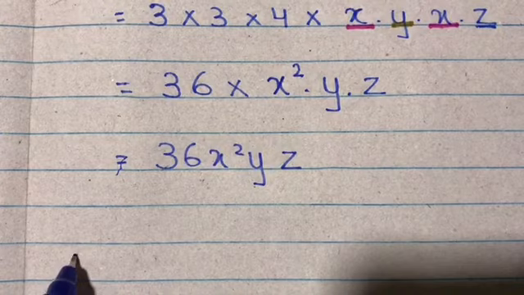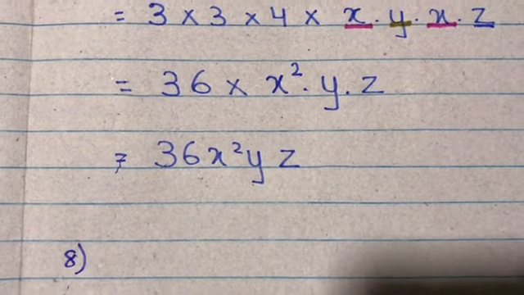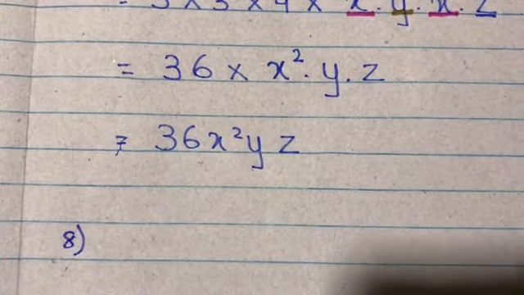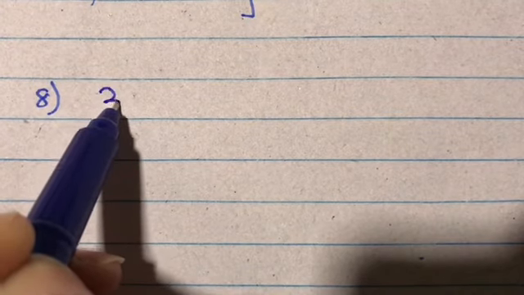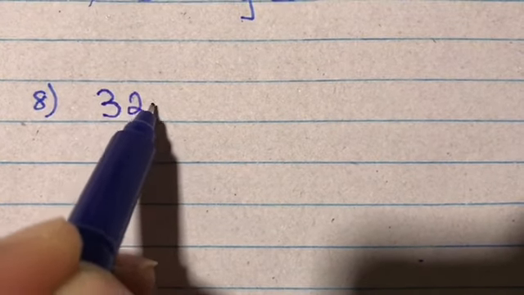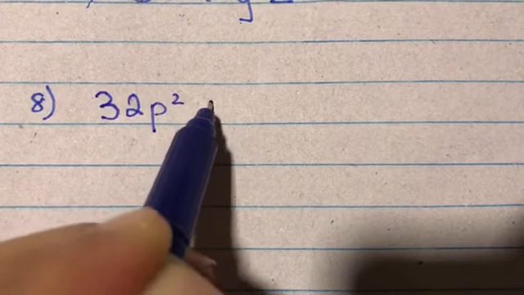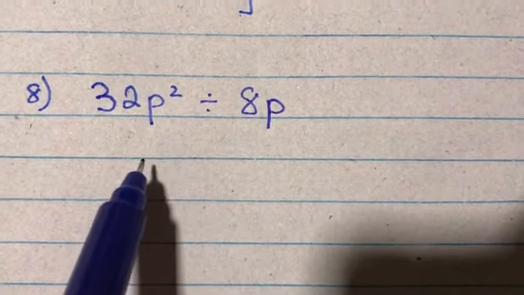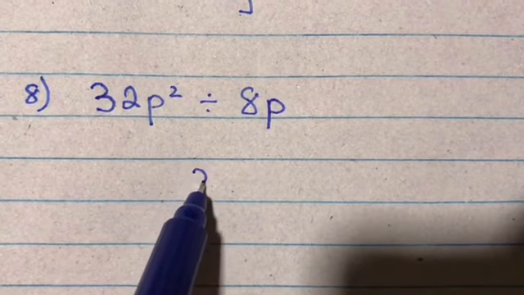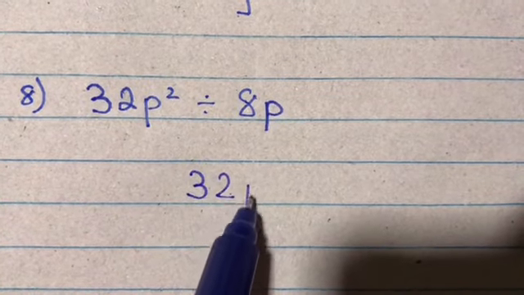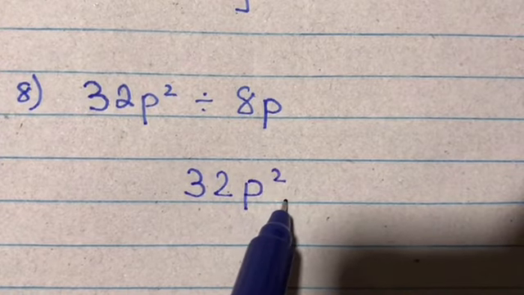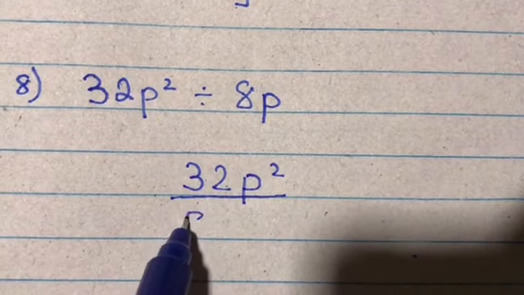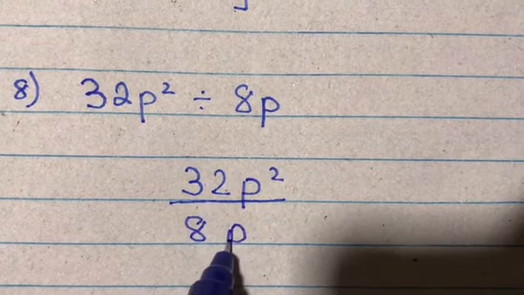Now, I think this is the last one that I should tell you. 32p squared divided by 8p. Again, divide sign, right? So we are going to replace it with the division line. 32p squared divided by 8p, right?